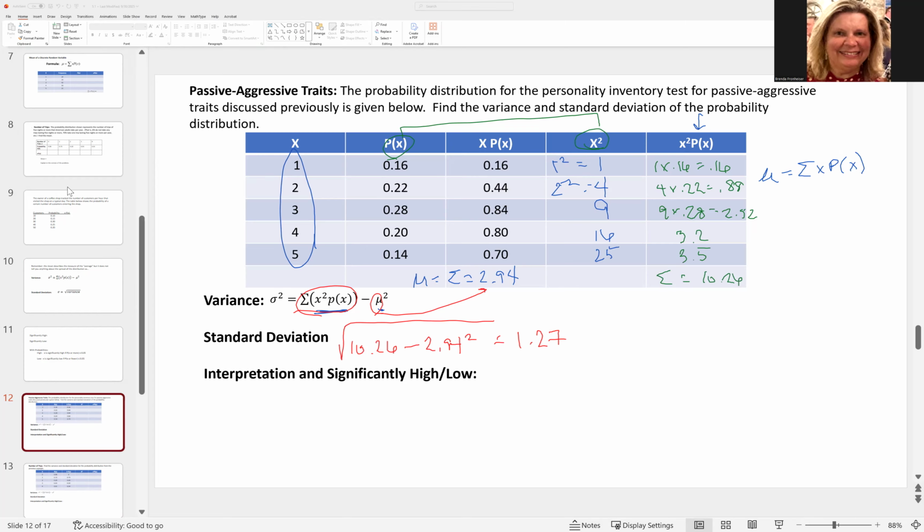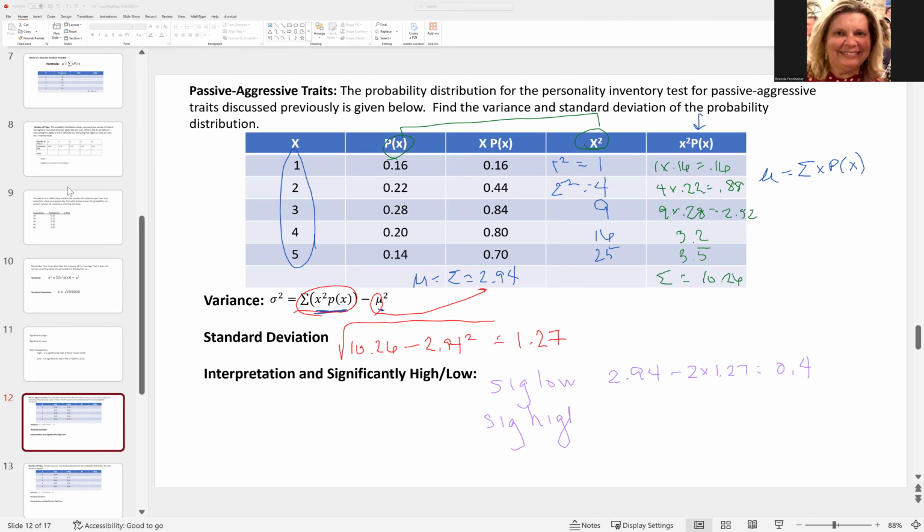All right, significantly high and low then to determine that. Significantly low is going to be 2 standard deviations below the mean. So the mean was 2.94, and I want to subtract 2 standard deviations. So 2.94 minus 2 times 1.27 gives me 0.4. So any score below 0.4 would be significantly low.